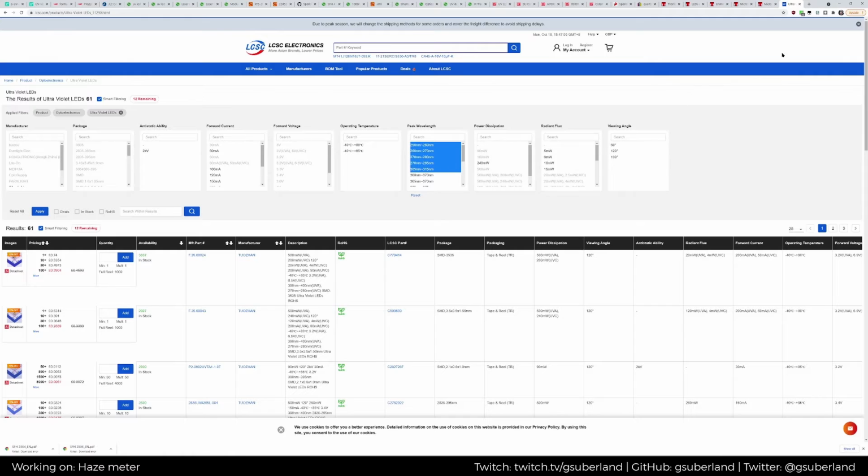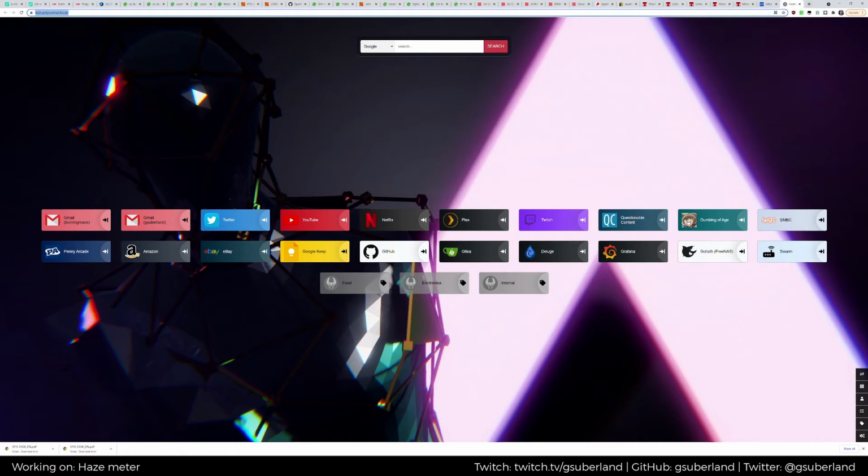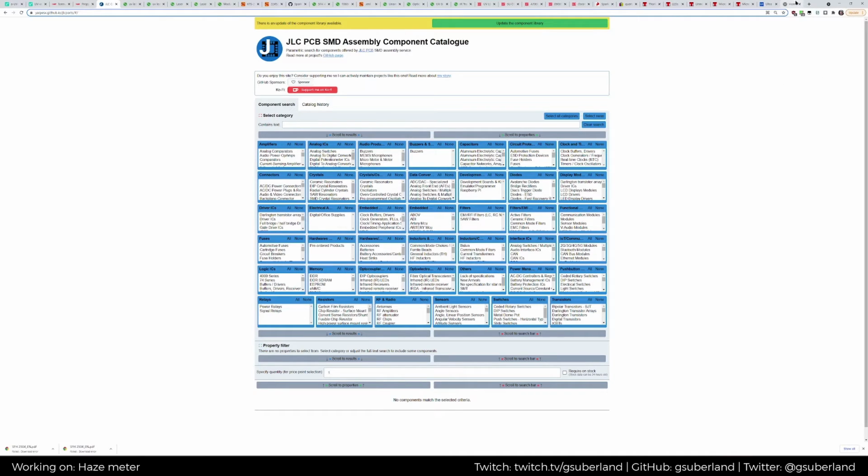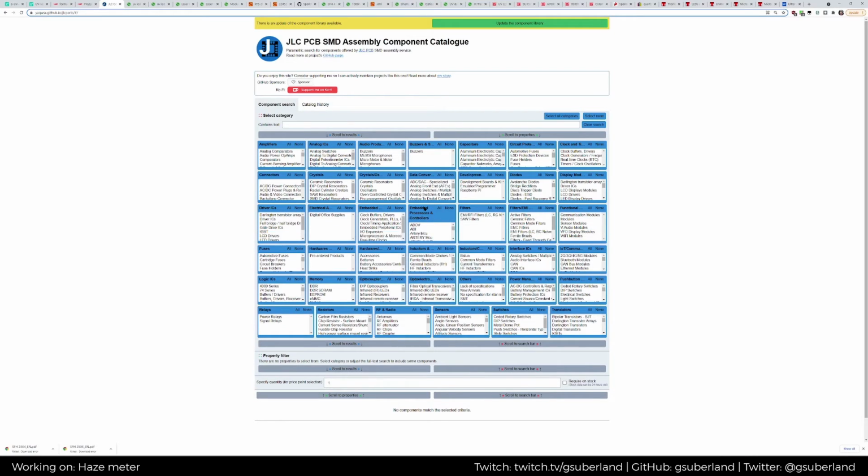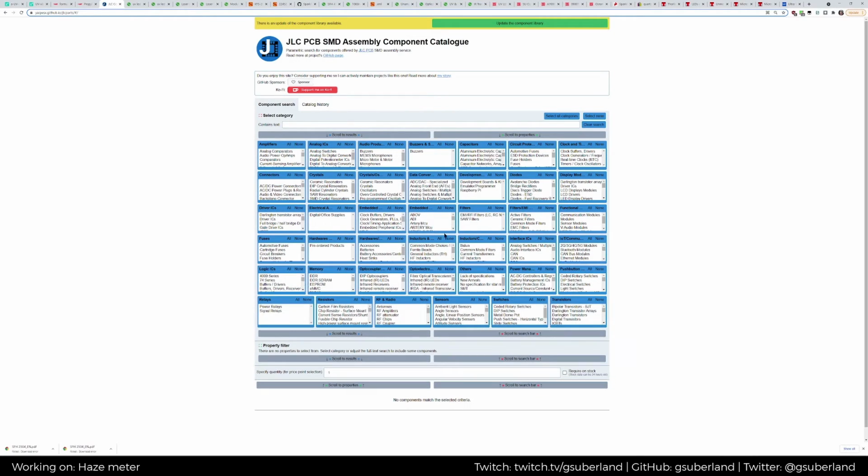Yes, but have you seen this? This thing is the best. It's a client-side parametric search for JLC, but it's effectively for LCSC. I'm quite happy with this thing. It's quite cool. You can search for pretty much everything parametrically through this.